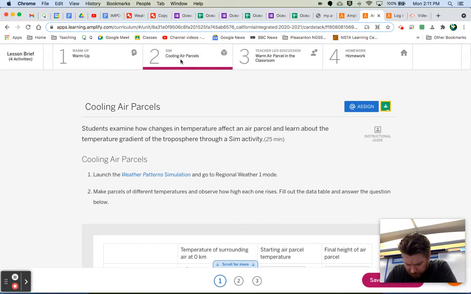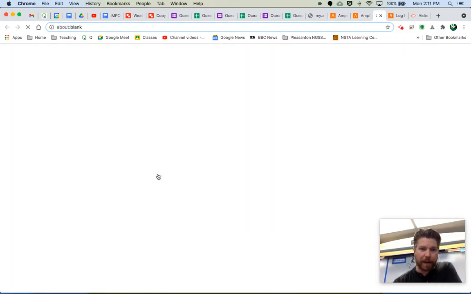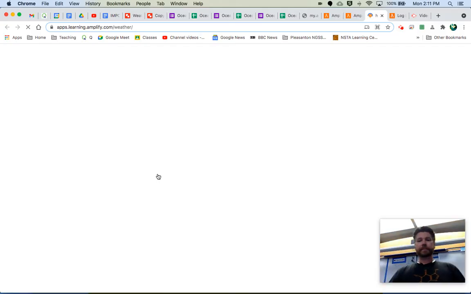In the simulation, what we're trying to show is what happens to how high an air parcel rises when you change the starting temperature. Here's the starting temperature of an air parcel. Does that affect how high it will rise in the troposphere? So we're going to open up the weather patterns simulation. Do that with me right now.